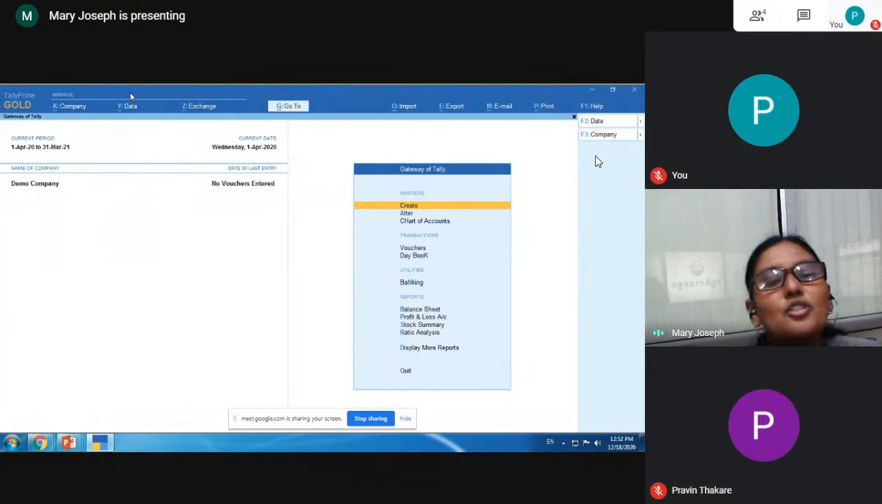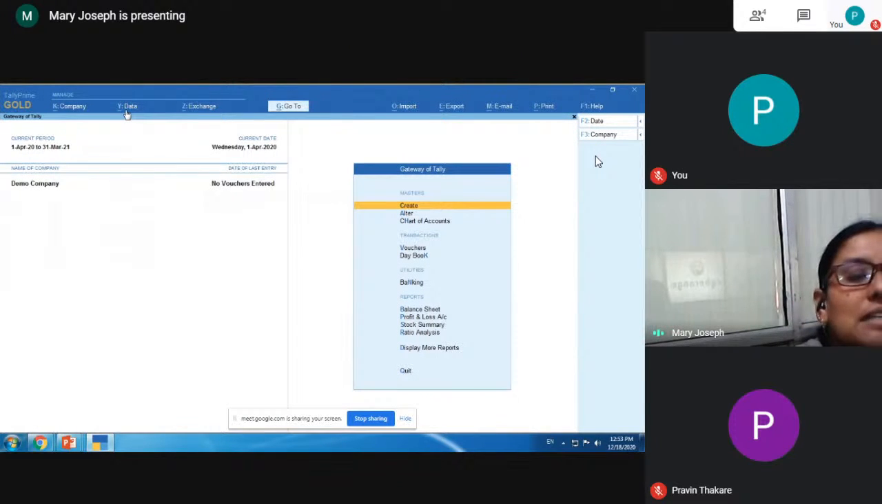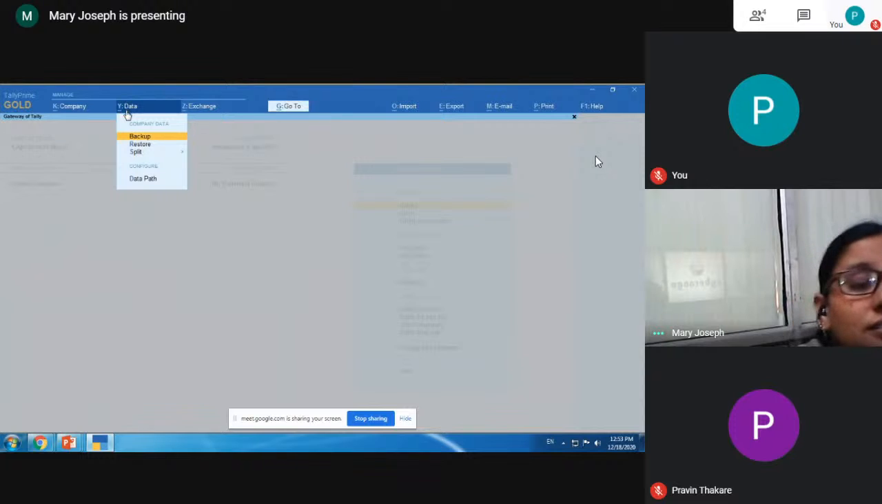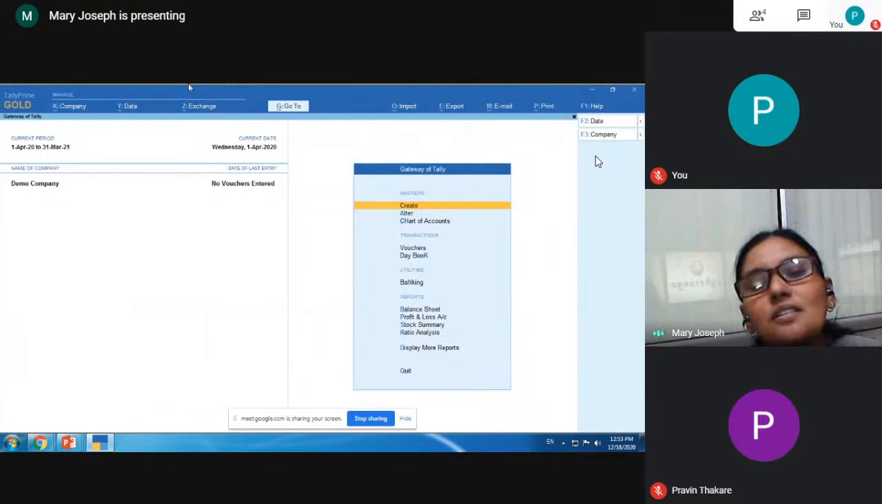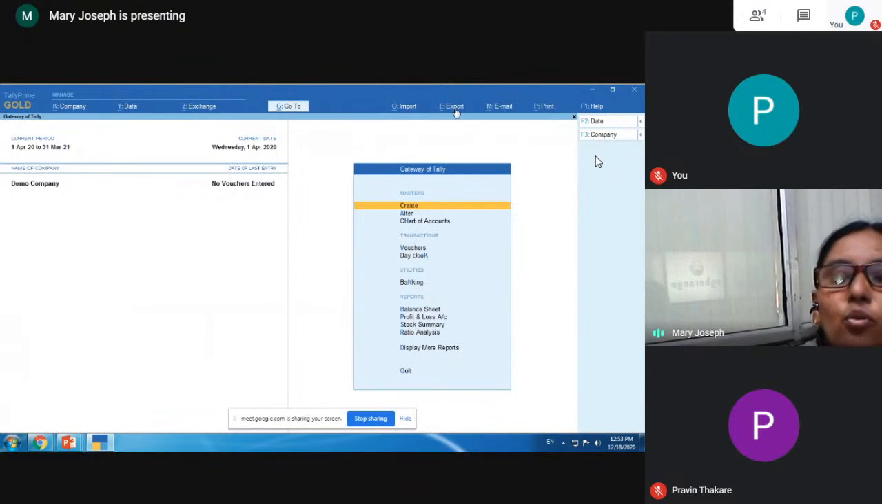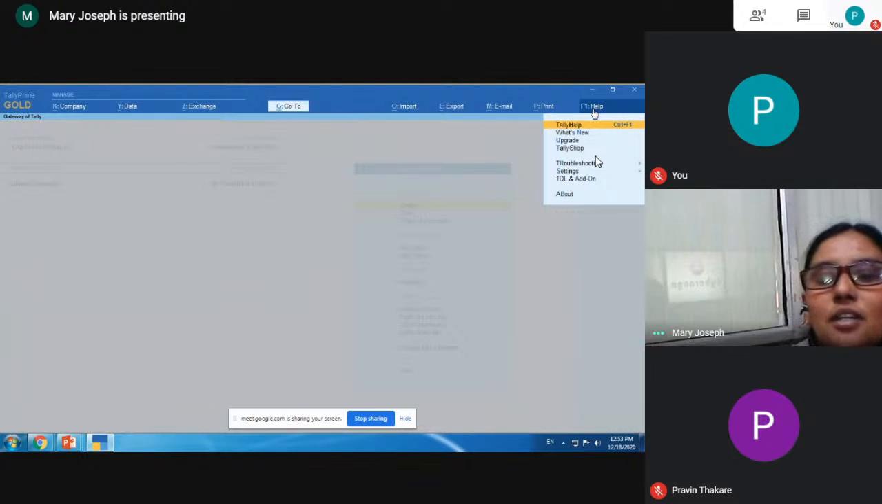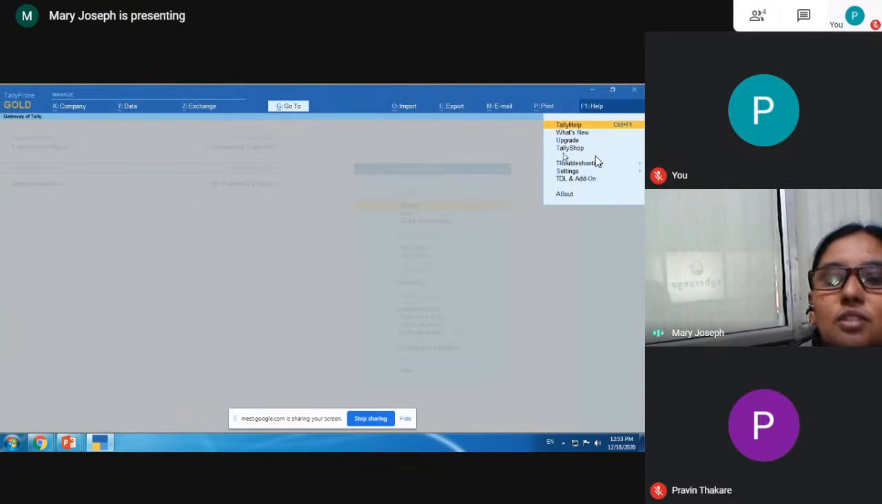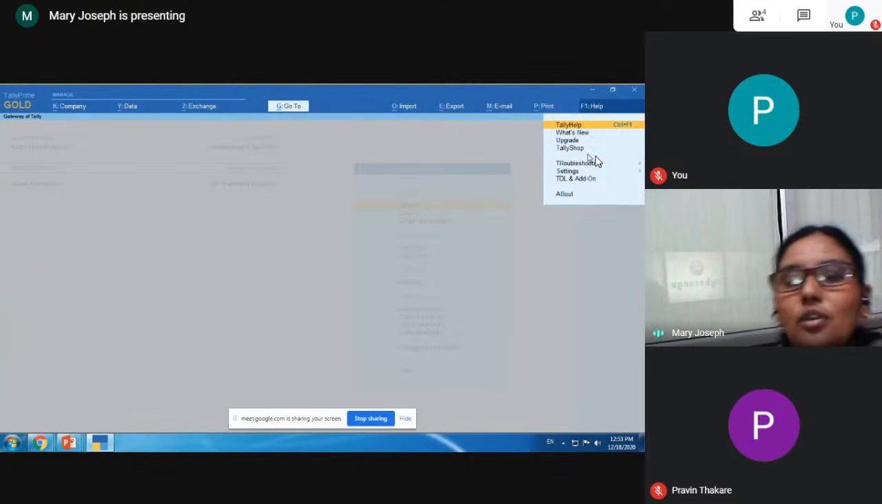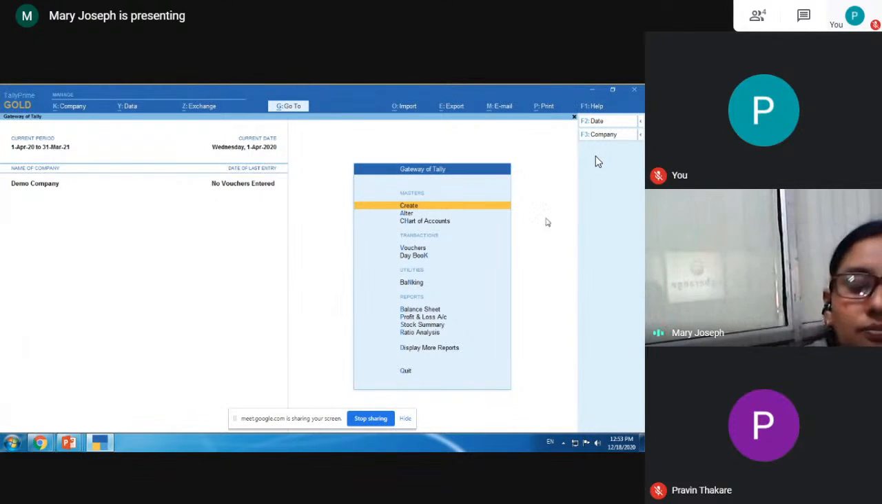Now, other features of the top menu. You can easily take the backup, restore, data path. You can exchange your data, data synchronization, import the file, export, email, print, and the help. In the help option you can use the add-ons option, use the Tally shop, upgrade, what's new, troubleshooting. Now this is the gateway of Tally.